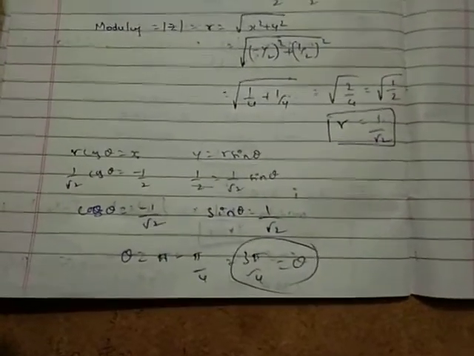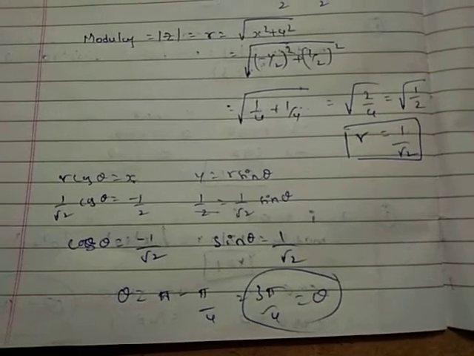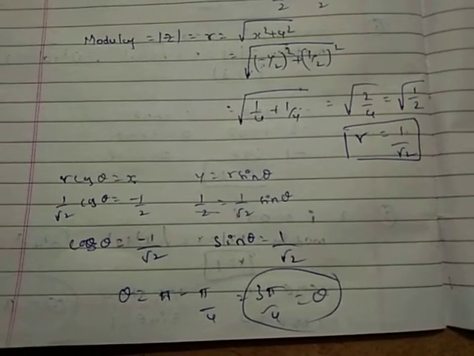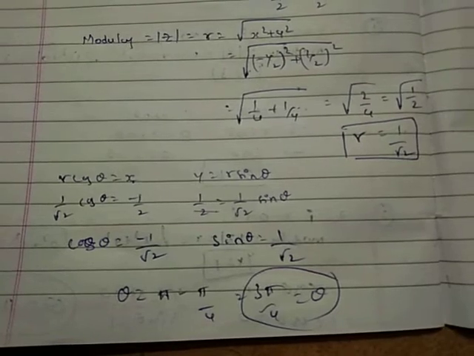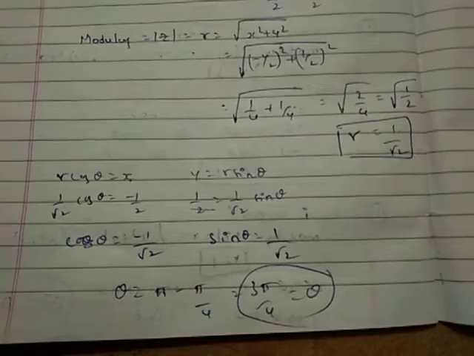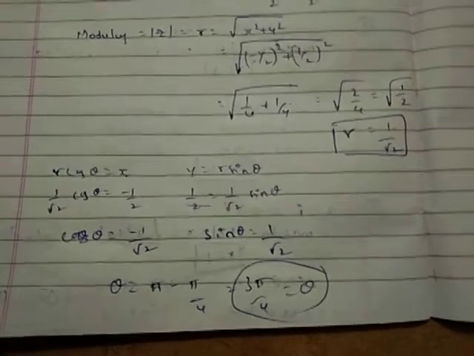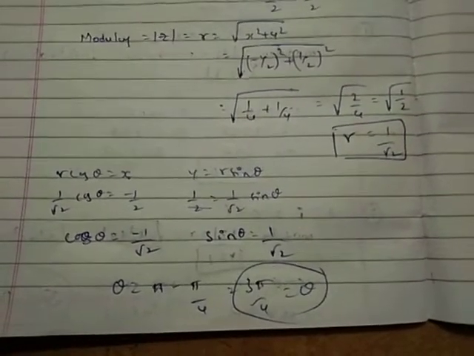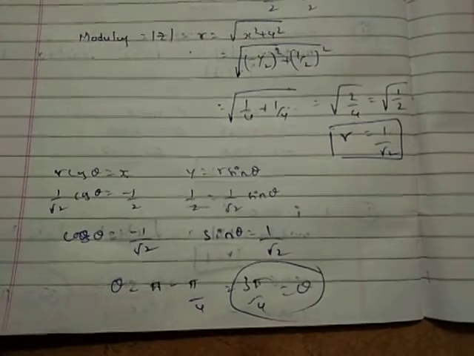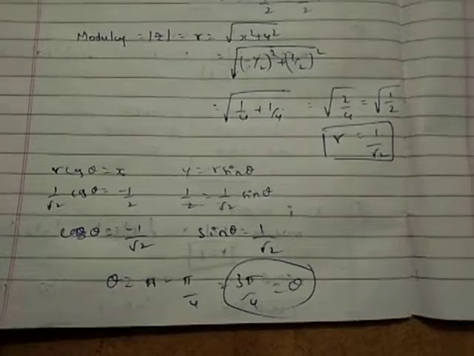Then you need to find the argument theta. We know the concept: x is equal to r cos theta and y is equal to r sin theta. So 1 divided by root 2 cos theta is equal to minus 1 divided by 2, and y is equal to 1 by 2, which is 1 divided by root 2 sin theta. By observing the signs of the given trigonometric functions, we can easily say that theta, which is pi minus pi by 4, nothing but 3 pi by 4, is the required argument of the complex number. Okay, just pause the video to note it down.